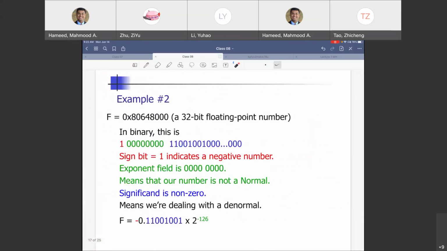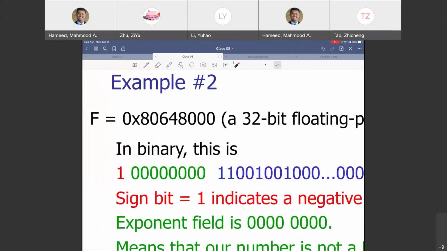Let's do an example to see how it's going to work out. At the top here, you are given the number in 32-bit format. The first thing I need to identify is whether it is in the normalized or the denormal representation. I can do that when I look at the exponent field and the fraction field. What is my exponent field? All zeros. What is my fraction? Non-zero. If your exponent field is all zeros and your fraction field is non-zero, that is an indication of a denormal or subnormal number.